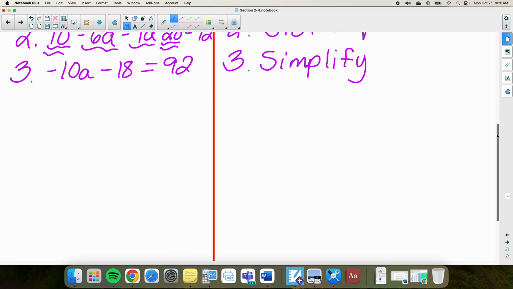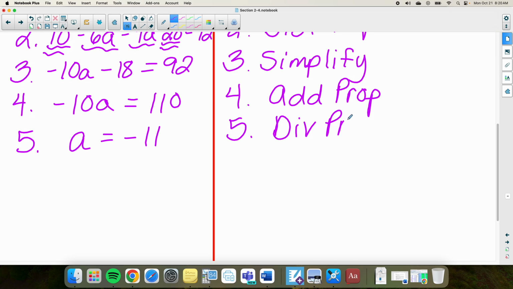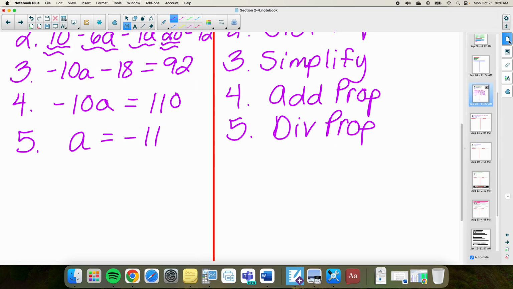What would I do next? I would add the 18, so I'd get negative 10a equals 110. So that is addition property. And then the last step, I'd divide by negative 10, and I'd get a equals negative 11. And so that is division prop, okay? So that's just a reminder of algebra proofs.